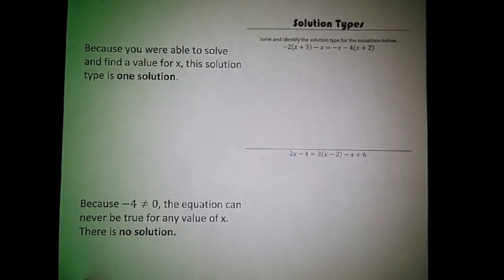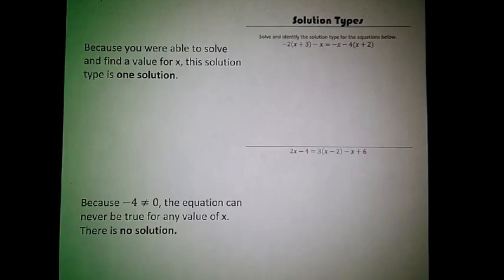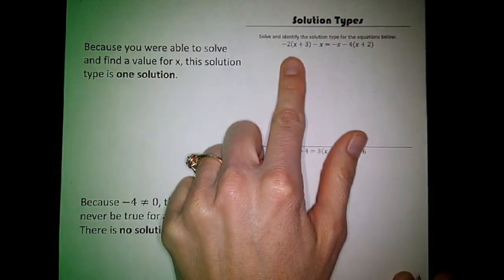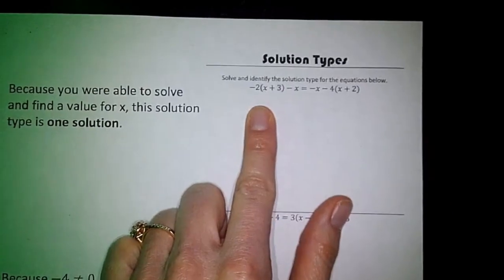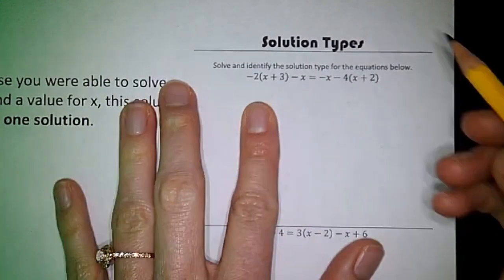Okay, so we're talking about different solution types. We're trying to figure out one solution, no solution, and if you have all the solutions or infinitely many solutions. So what we're going to do is start to solve this problem. What's our first step in solving this problem? What should we do? Distribute.